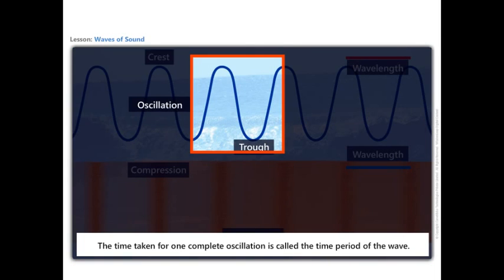The time taken for one complete oscillation is called the time period of the wave. It is represented by T. If oscillations are more frequent, it means that they have taken less time. Hence, frequency and time period are inversely proportional.